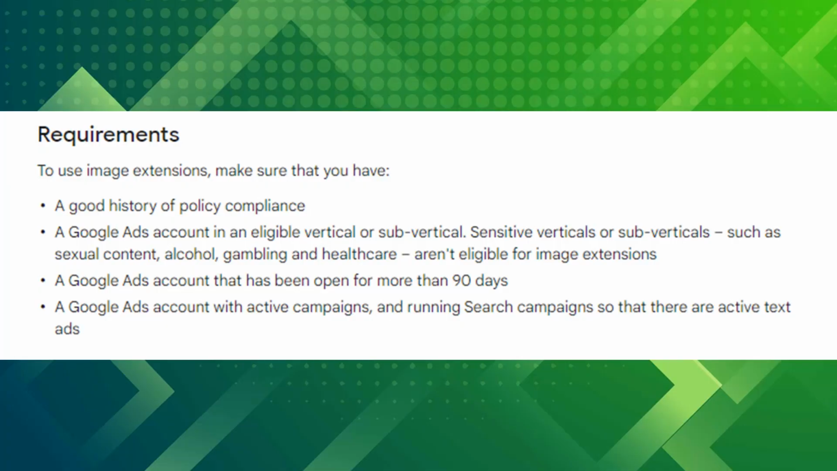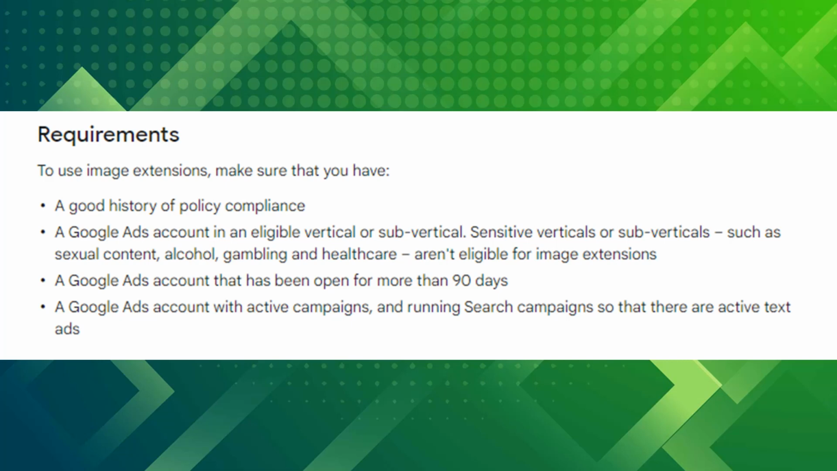You need to make sure your ad account has a good history of policy compliance. So if your ads have been disabled because you're breaking rules, maybe trademarks, maybe violations of policies for your ads, then you might not have access to this extension. It needs to be in an eligible vertical or sub-vertical. Of course, sensitive things like sexual content, gambling or alcohol, healthcare and finance aren't eligible for image extensions. I think some of those are excluded for obvious reasons.